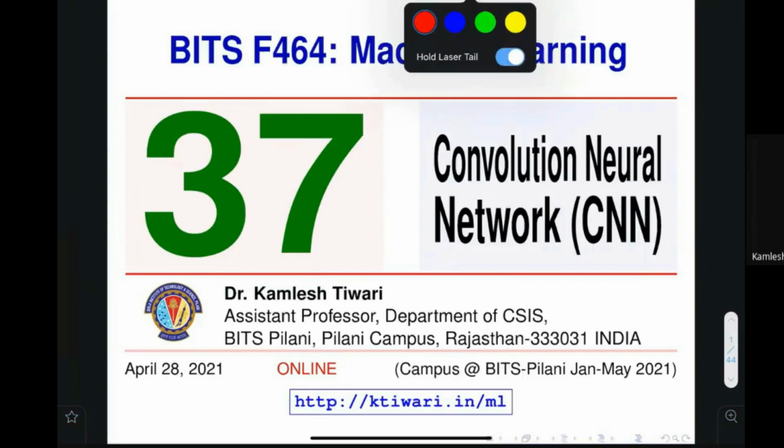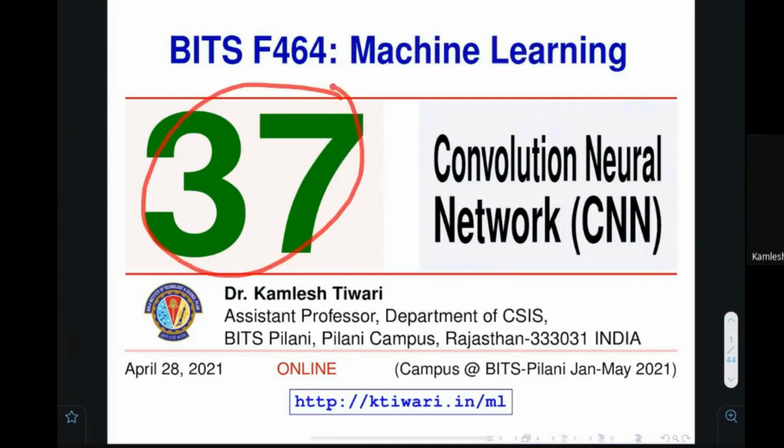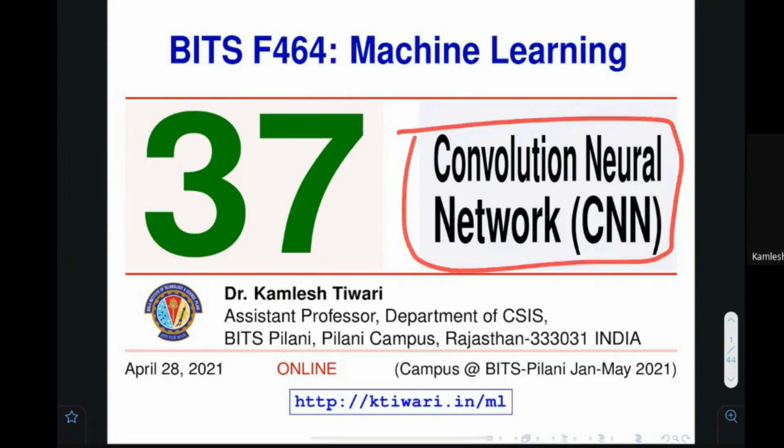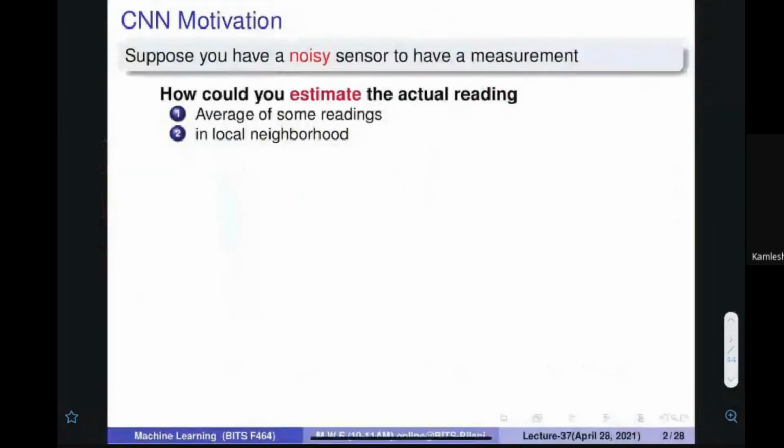Welcome to lecture number 37 of the machine learning course. And in this particular session, we are going to talk about convolutional neural networks. So let us try to understand the requirement and some background about the CNNs.